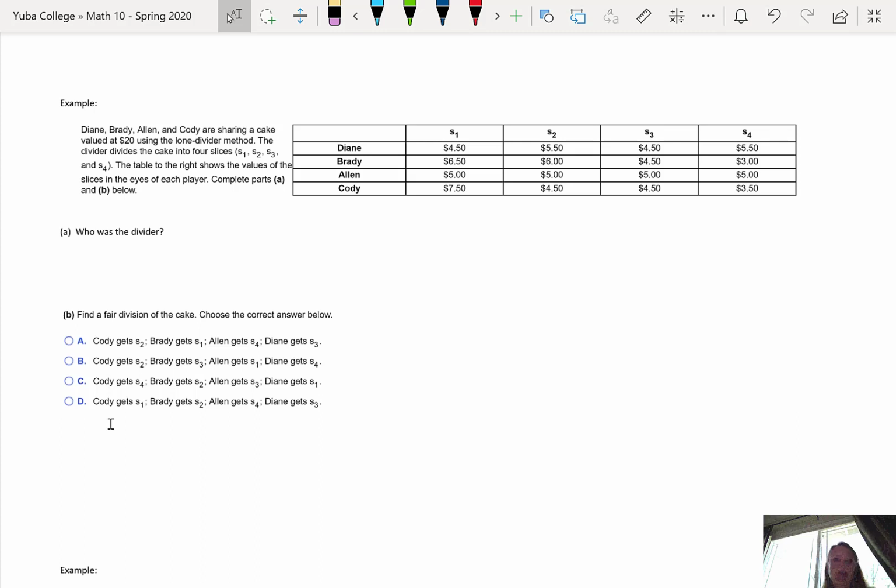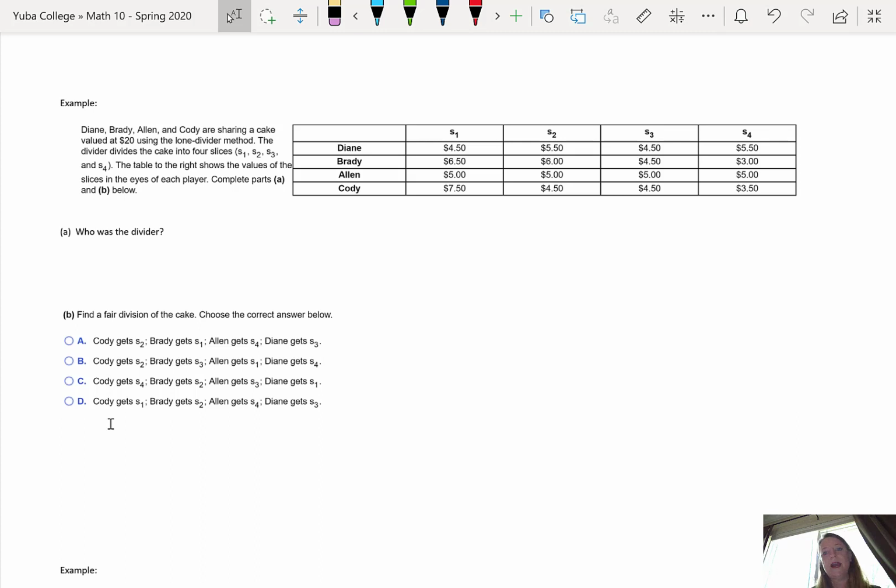Okay, so another example. This time we have Diane, Brady, Alan, and Cody, and they're sharing a cake valued at $20 using the lone divider method. The divider divides the cake into 4 slices, S sub 1, S sub 2, S sub 3, and S sub 4. The table to the right shows the value of the slices in the eyes of each player. Complete parts A through D. So who is the divider?